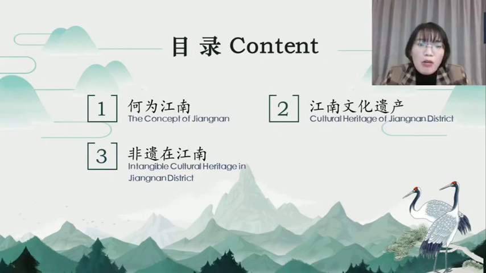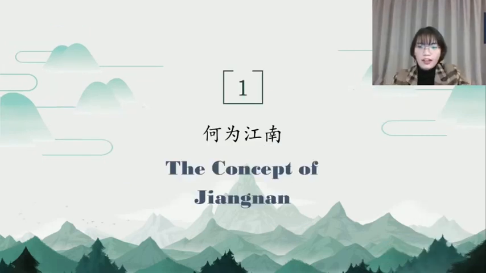Here is our content today. After making an explanation of Jiangnan, I will show you two representative cultural heritage sites in Jiangnan. The third part is the main part. I will give you an introduction of two intangible cultural heritage items on UNESCO's list of intangible cultural heritage of humanity. Okay, now let's begin. What's the concept of Jiangnan?